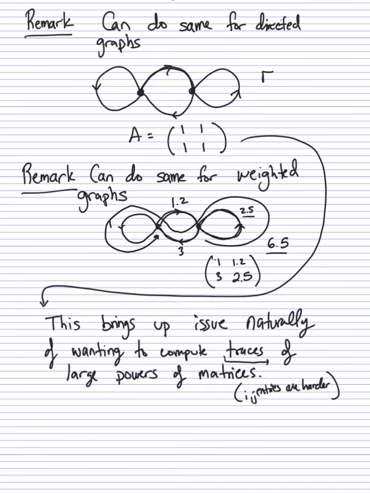What we'd like to do is take this matrix and ask how many loops, so just paths starting and ending at the same vertex, are there of length 1,000? How can I figure this out in an efficient way? Let me give you two ways to compute the trace of this matrix, or the trace of A to the 1,000.